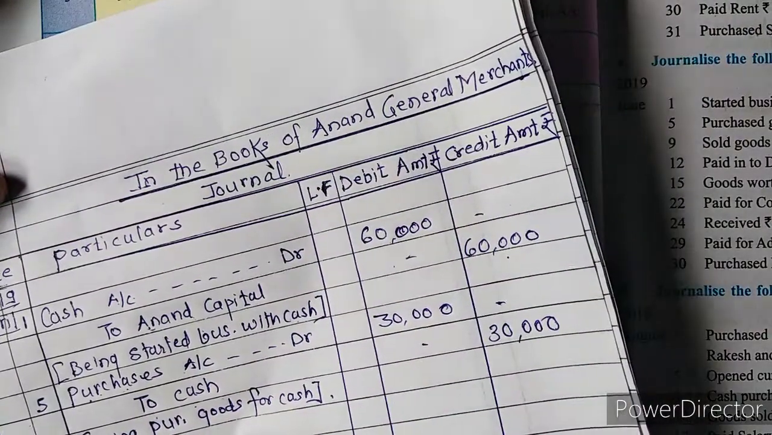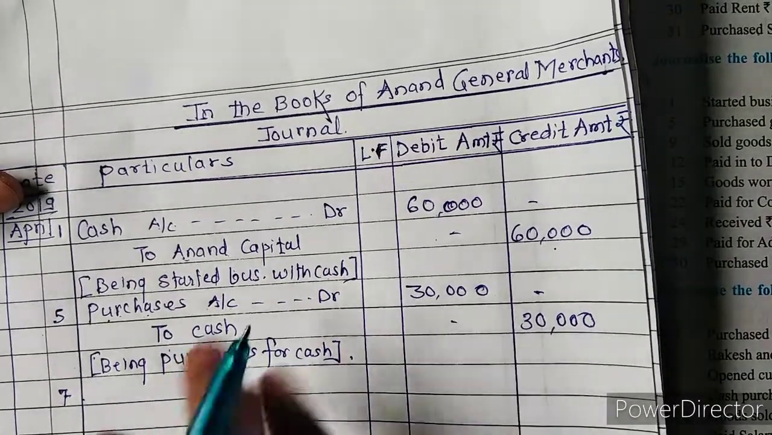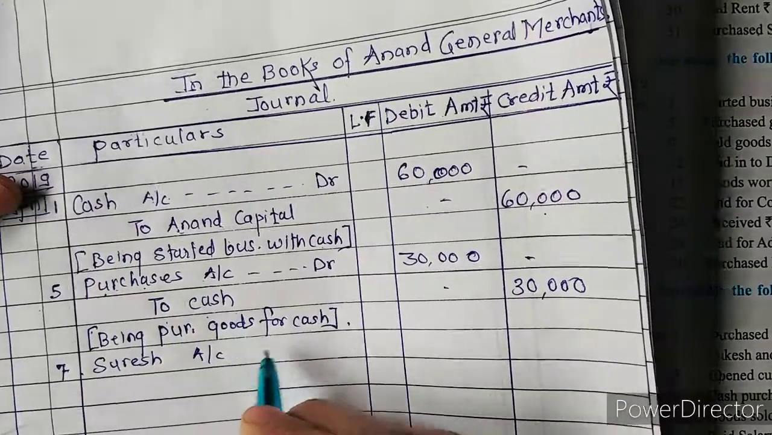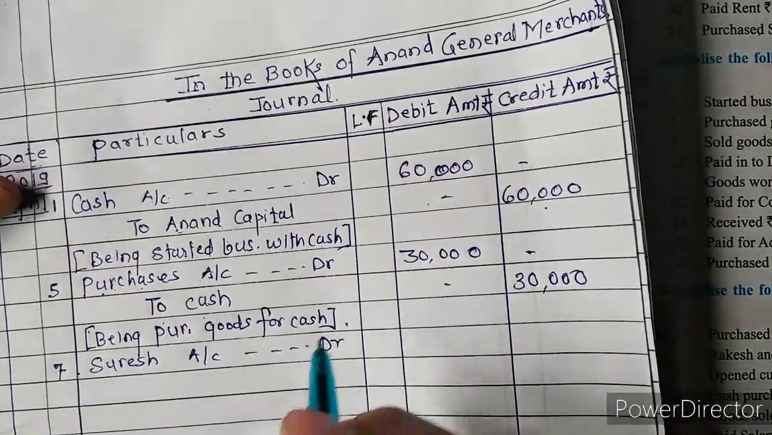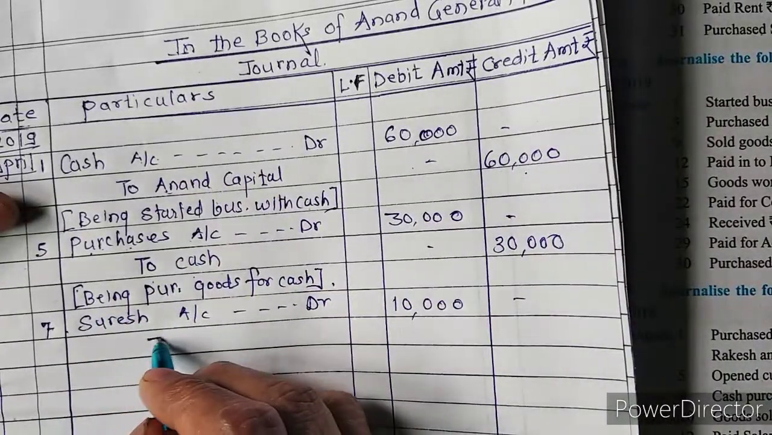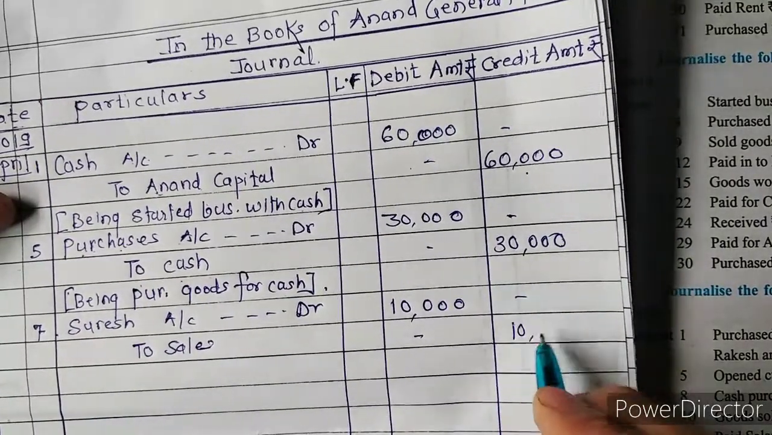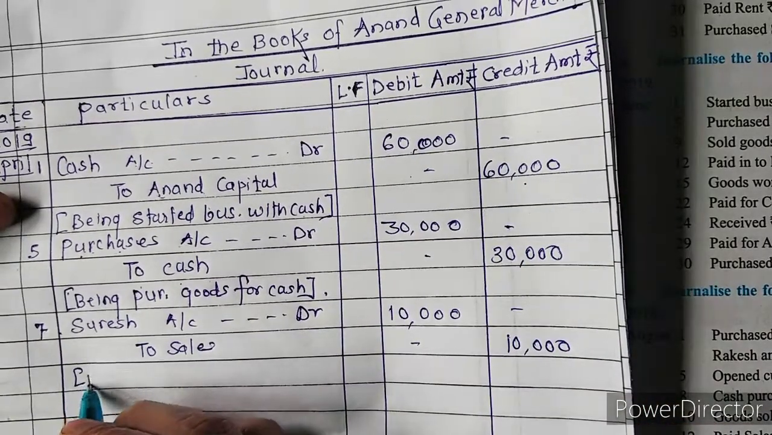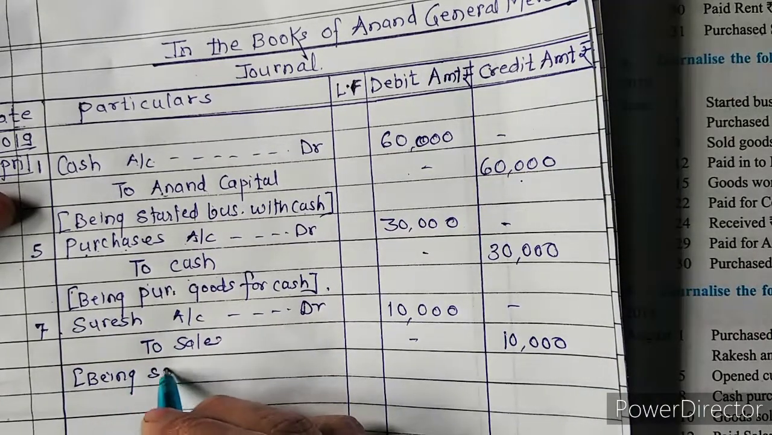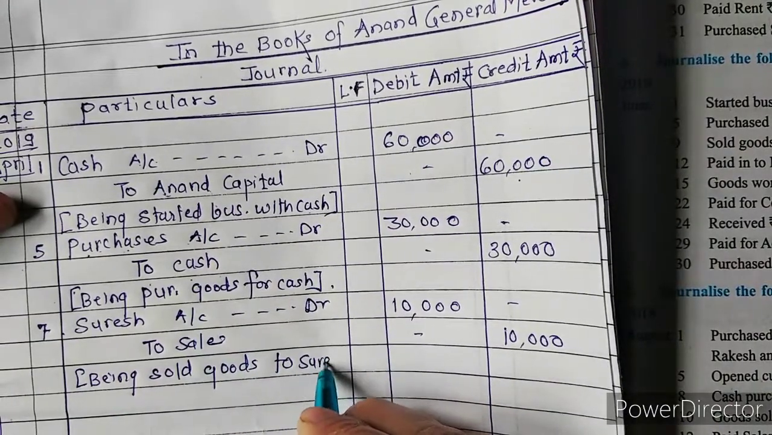Next transaction, see, sold goods of rupees 10,000 to Suresh. On 7th April, goods are sold to Suresh. This is a credit transaction. So, Suresh account debit rupees 10,000 to sales account rupees 10,000. Narration: being sold goods on credit. Being sold goods to Suresh.